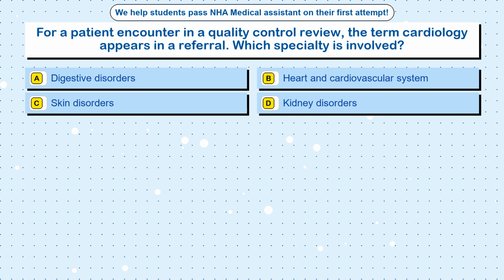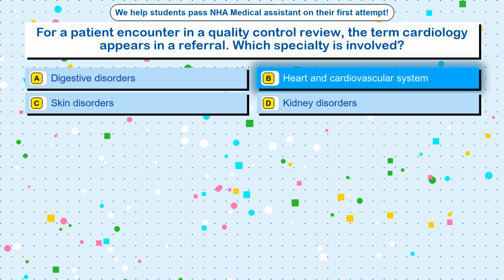Question 59. For a patient encounter in a quality control review, the term cardiology appears in a referral. Which specialty is involved? Option A. Digestive disorders. Option B. Heart and cardiovascular system. Option C. Skin disorders. Option D. Kidney disorders. The correct answer is option B.